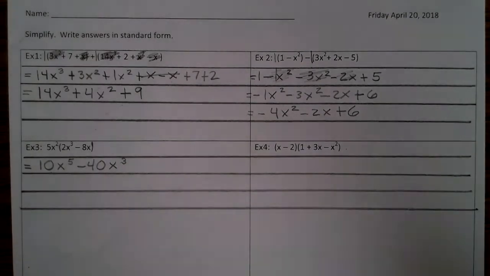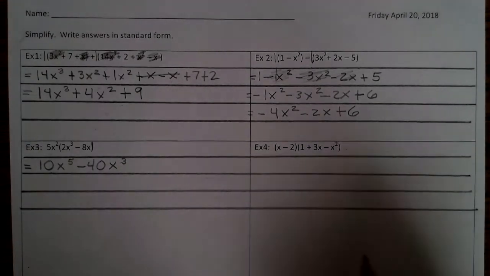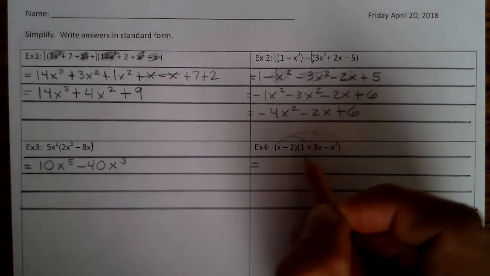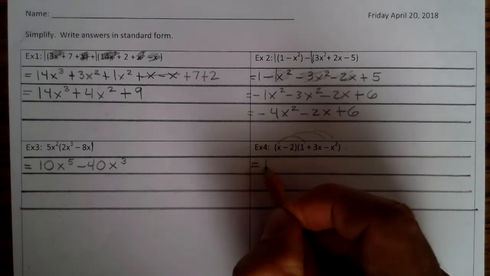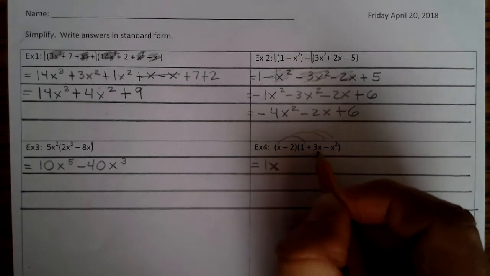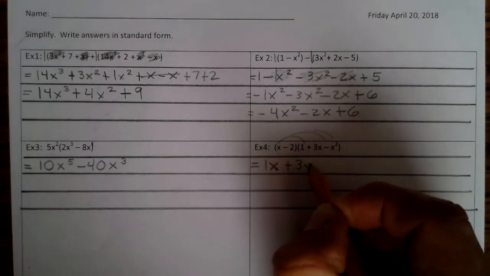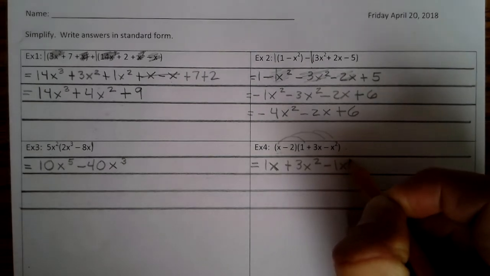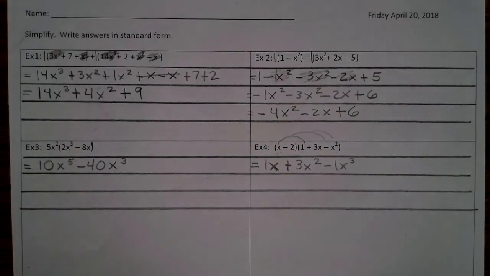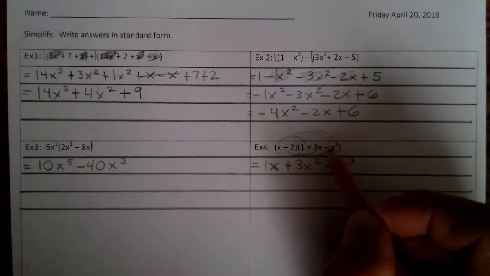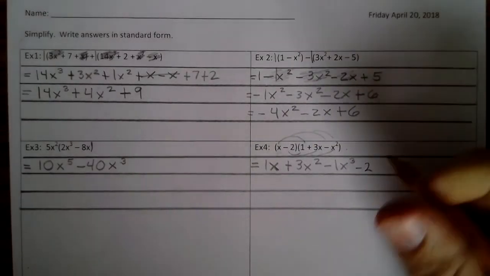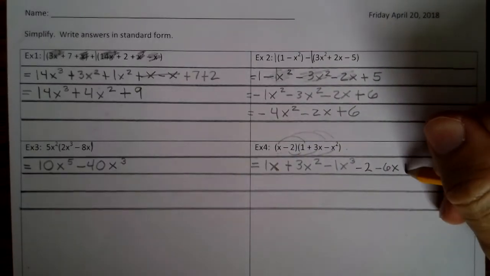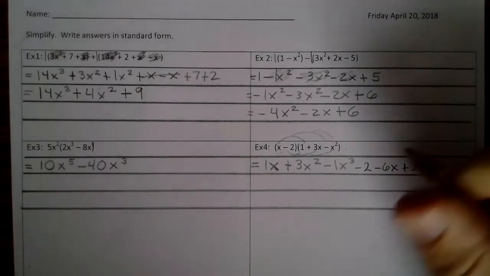All right, example 4. So here, we're going to FOIL, I guess you could call it. So 1x times 1 is 1x. 1x times 3 is 3x squared. 1x times negative x squared is negative 1x cubed. Now multiply by FOIL negative 2. So negative 2 times 1 is negative 2. Negative 2 times 3x is negative 6x. And negative 2 times negative x squared is a positive 2x squared.